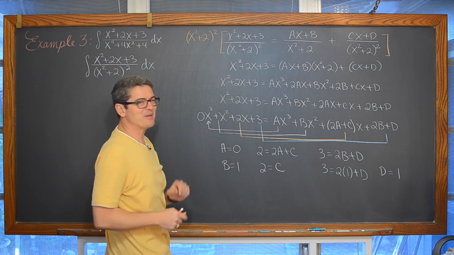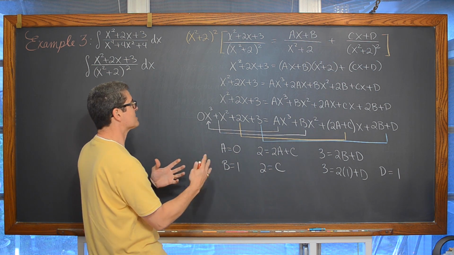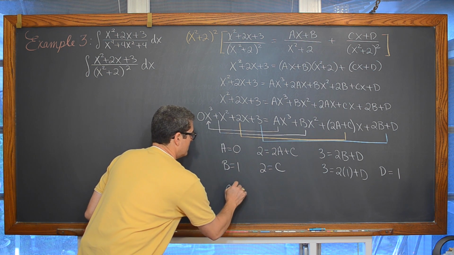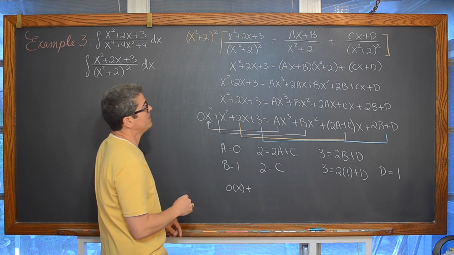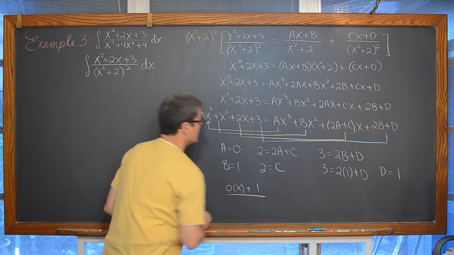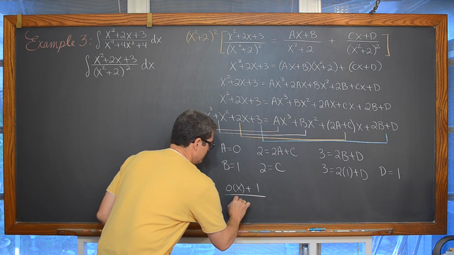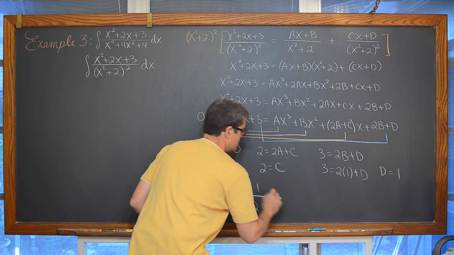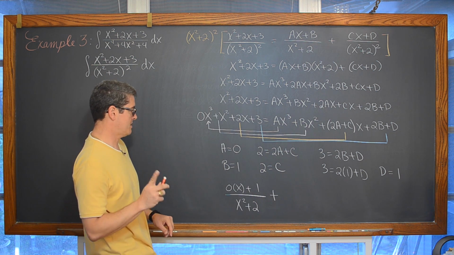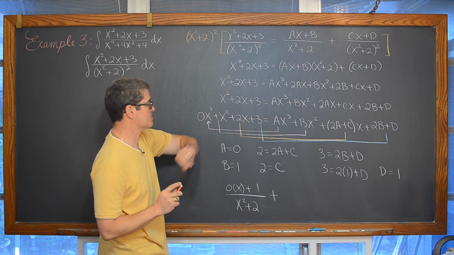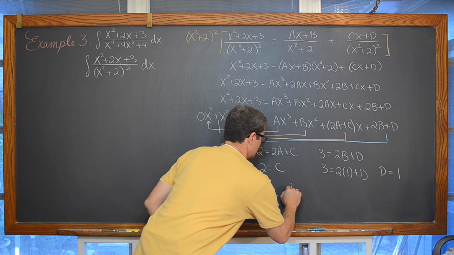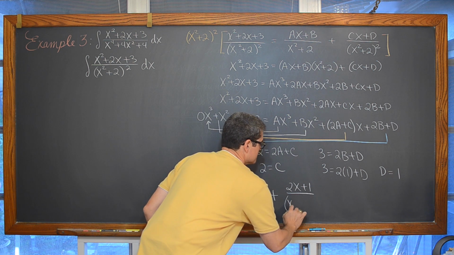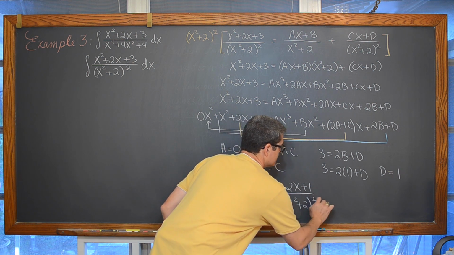So this is going to be equal to ax plus b, or a0 x plus b, which is 1 over x squared plus 2, plus we got cx, and c is 2, so 2x plus d, which is 1, over x squared plus 2 squared.